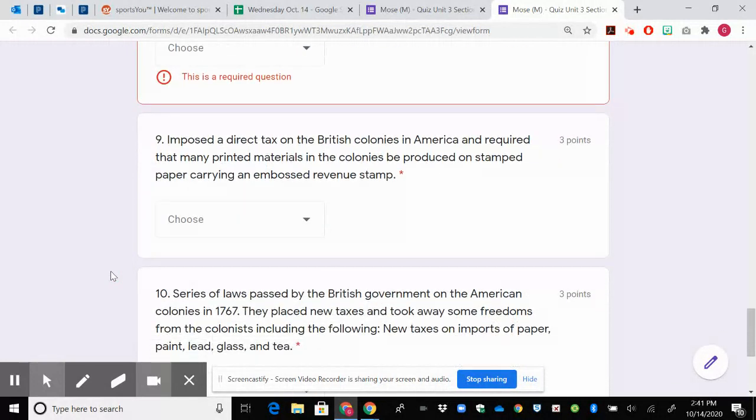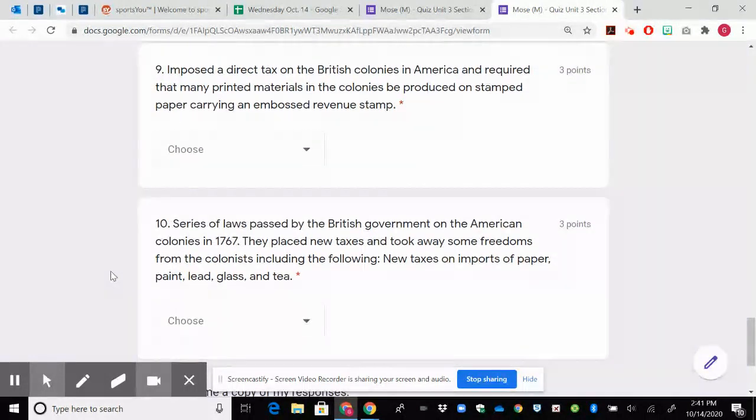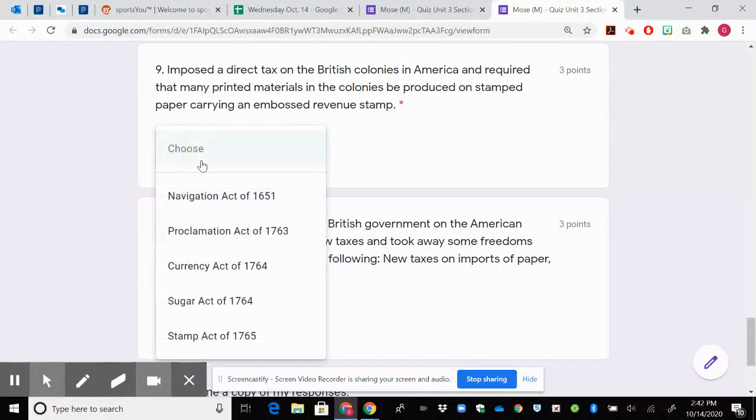Number 9, opposed a direct tax on the British colonies in America and required that many printed materials in the colonies be produced on stamped paper carrying an embossed revenue stamp. Navigation Act, Proclamation Act, Currency Act, Sugar Act, or Stamp Act.